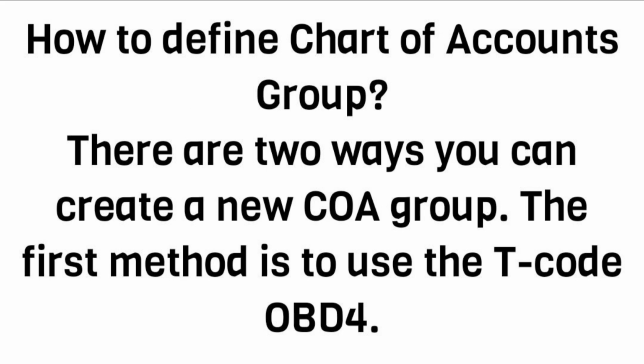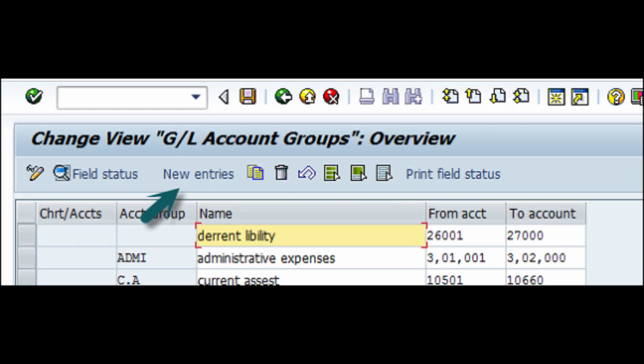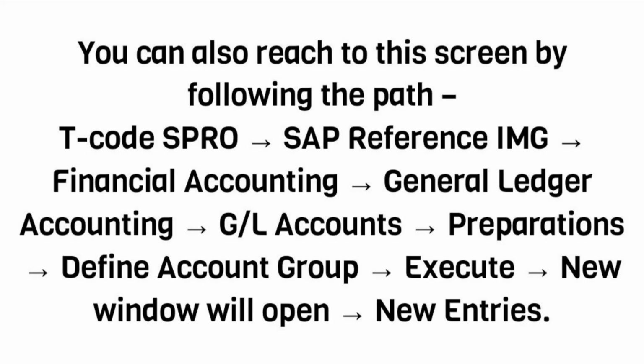There are two ways you can create a new COA group. The first method is to use the T-code OBD4. You can also reach this screen by following the path.